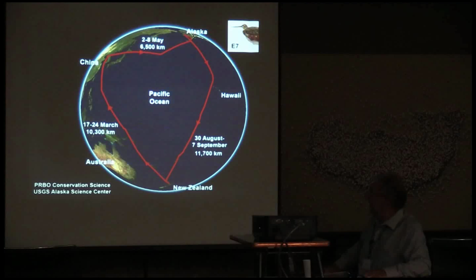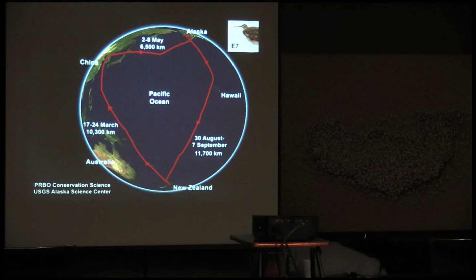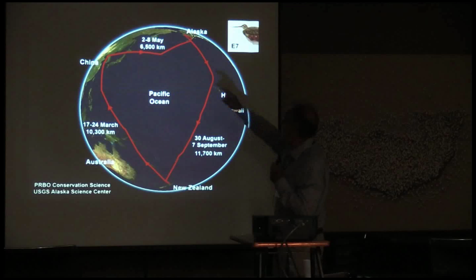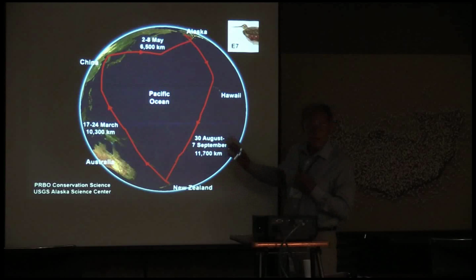And I'm giving the results here. This shows the migration of that bird called E7. That's a bird that took off from Alaska up here and flew all the way to New Zealand in a single non-stop flight. The distance was 11,700 kilometres, and the bird took 8 to 8.5 days over that flight.